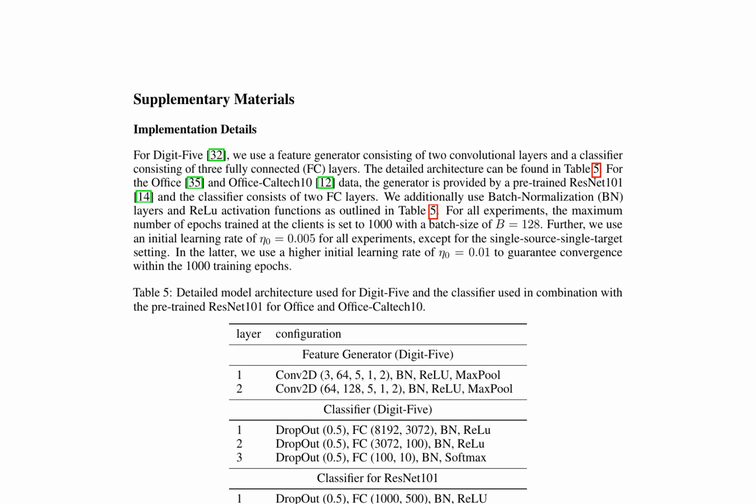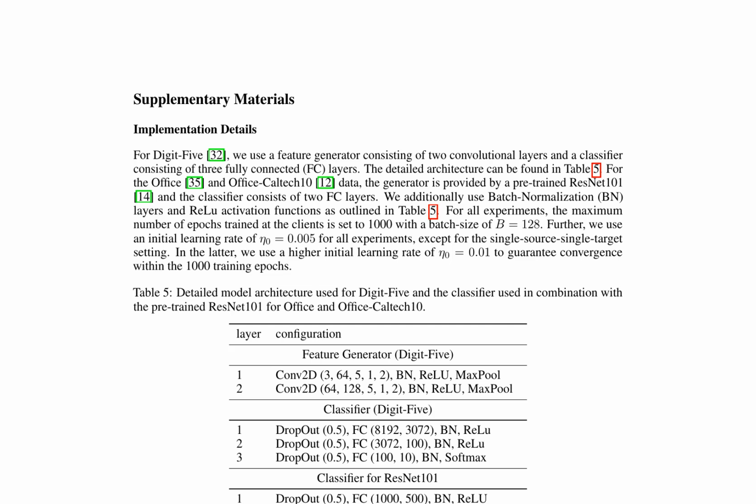These datasets were chosen due to their diverse nature, encompassing both digit recognition and object classification tasks. The results of these experiments demonstrate that FADA outperforms state-of-the-art methods in terms of target accuracy, highlighting its ability to effectively adapt multiple source domains to the target domain. The supplementary materials provided offer additional details regarding the implementation of FADA. Specifically, the paper outlines the model architectures used for the feature generator and classifiers in each dataset, as well as the hyperparameters employed during training.